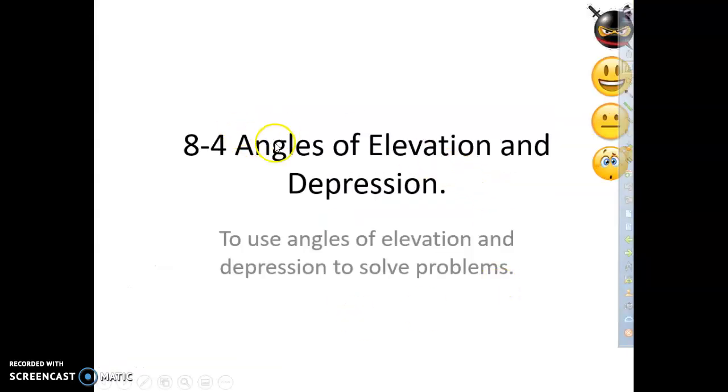All right. Angles of elevation and depression. And this isn't a very long set of notes. Really, we just have to learn what these two words mean and then use them in these sine, cosine, and tangent problems. So by the end of this lesson, you should be able to use angles of elevation and depression.